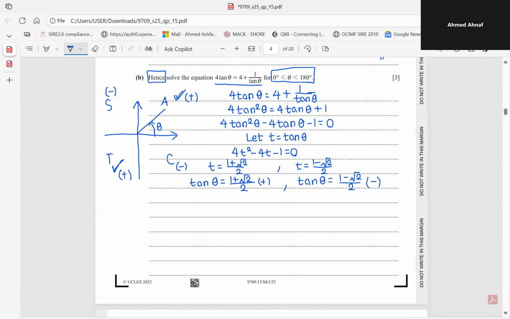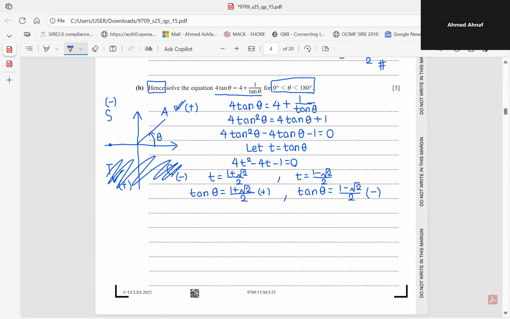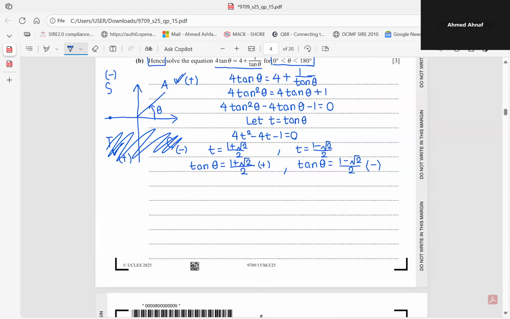We forgot to take into account our domain. So our domain only covers the first two quadrants. So this is 0 degrees all the way to 180 degrees. So you can ignore these two. So our first answer will only be in the first quadrant. So just find the basic angle. So theta would be equal to tangent inverse of (1 plus square root 2) over 2.